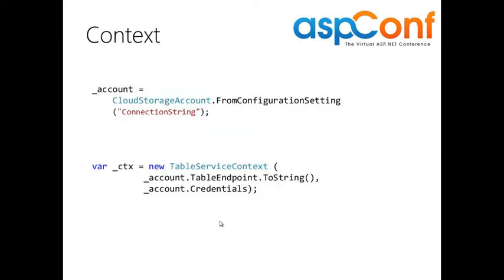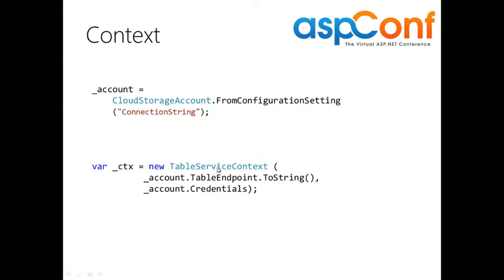Now here's the code that you'll use to actually work with a table. As I said, you always want to start with an account, and the account is from a connection string. So you'll have a connection string. You probably want to store that in configuration so you can change it between development and production. And simply this static method, CloudStorageAccount.FromConfigurationSetting, pass in a connection string, or pass in a key to get that connection string, and that'll return an account object.